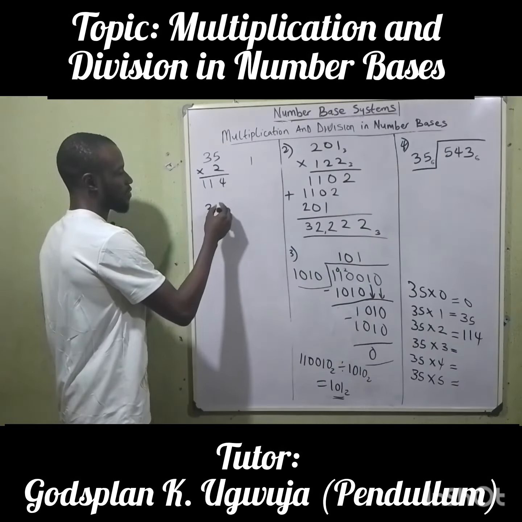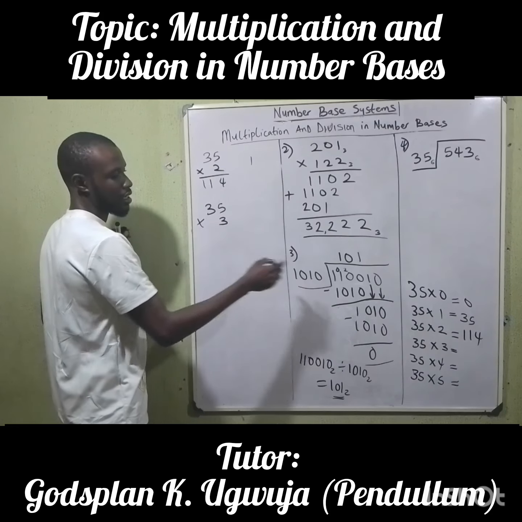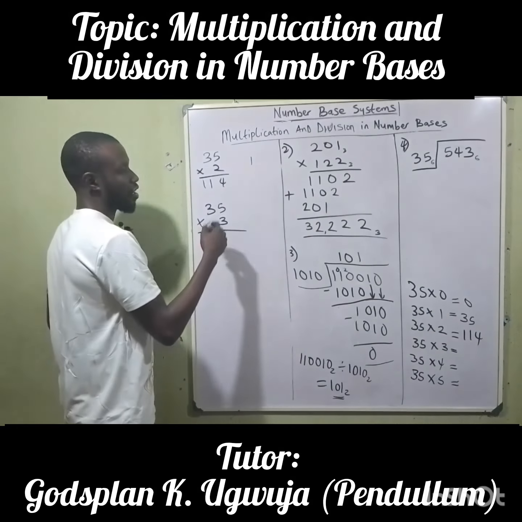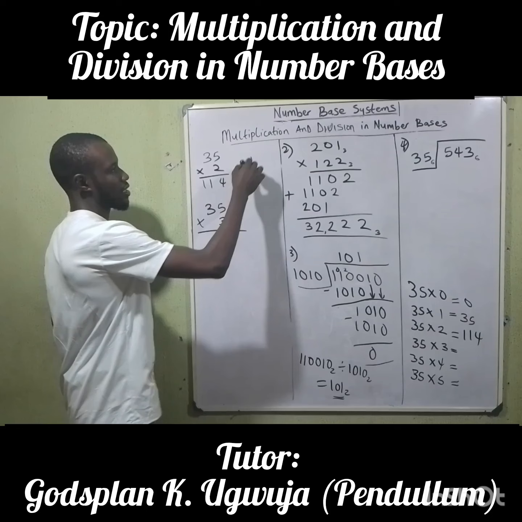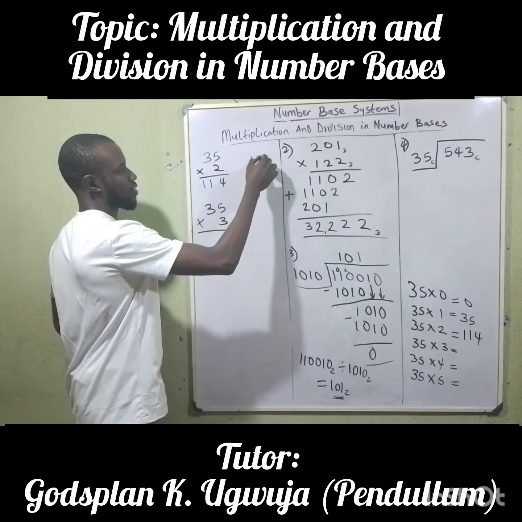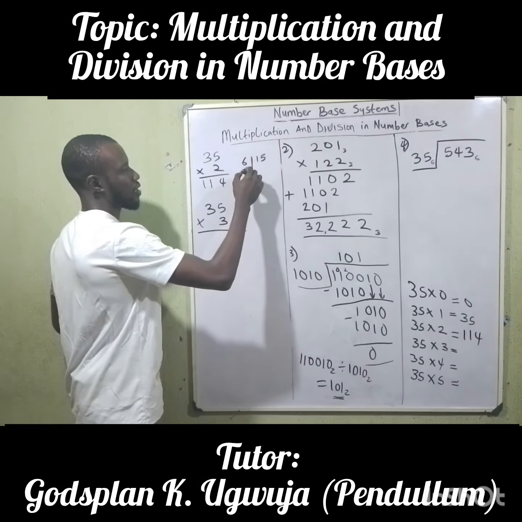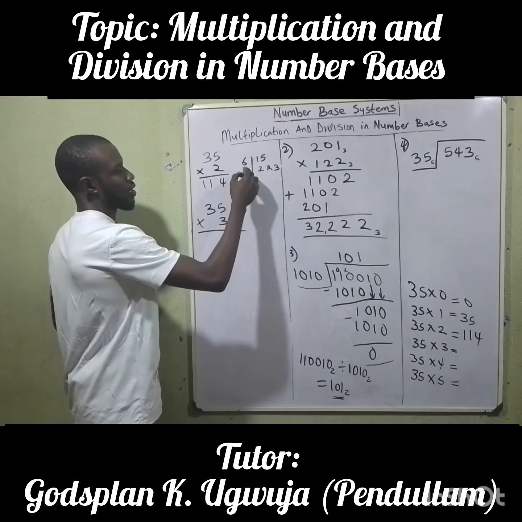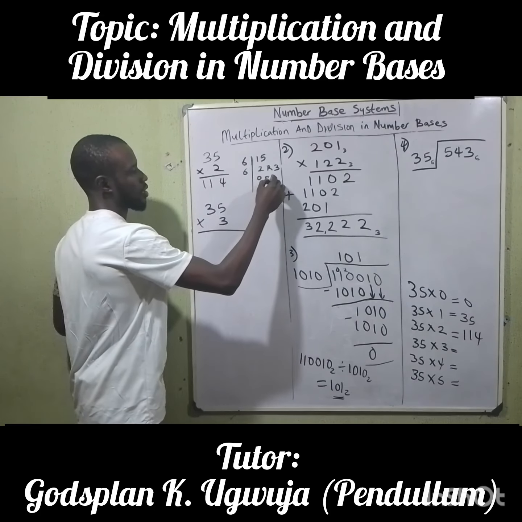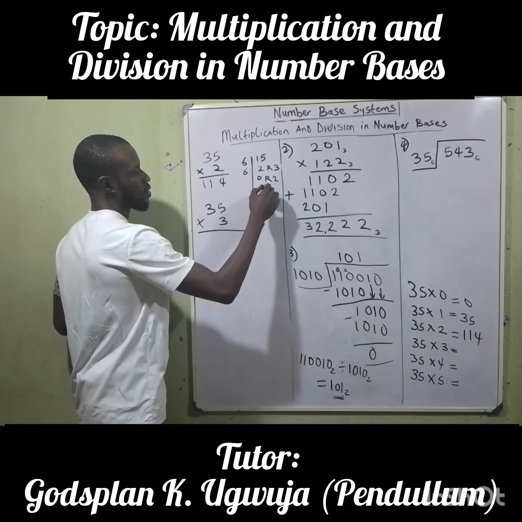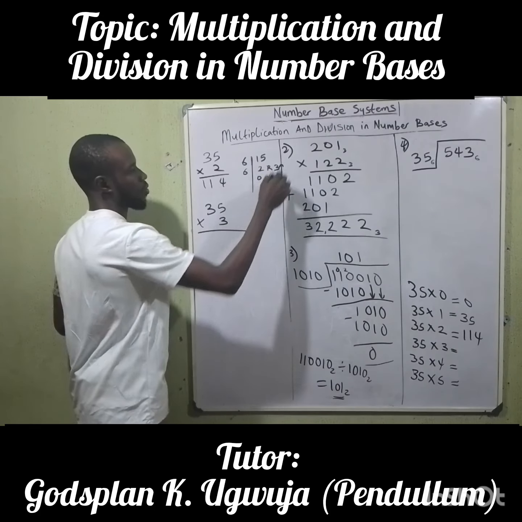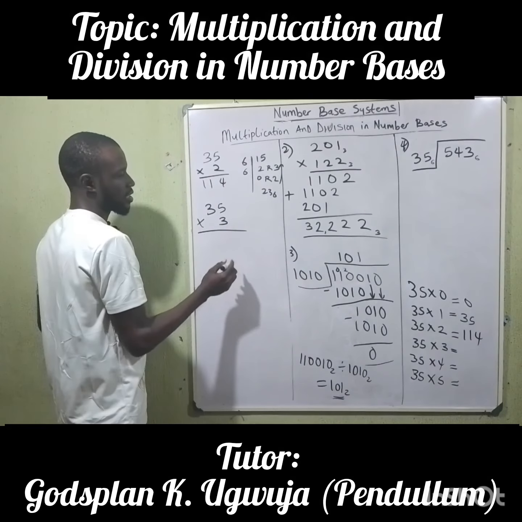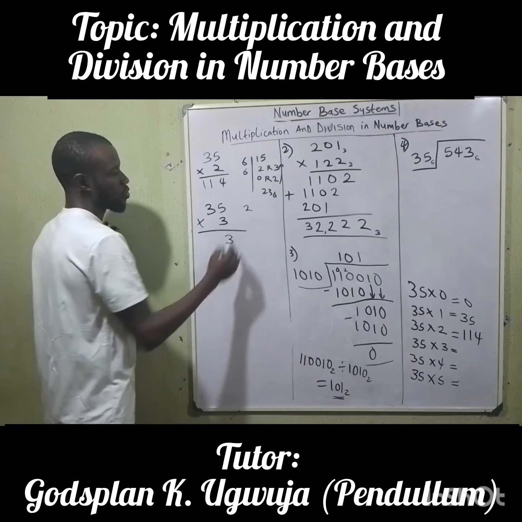So now let's see 35 times 3. That's the next one. 5 times 3 is 15. So you have to convert 15 to base 6. That's 2 remainder 3 and 0 remainder 2. So this is 23 in base 6. Take it from down up. So 15 is 23 in base 6. I write down 3, I'll keep 2.